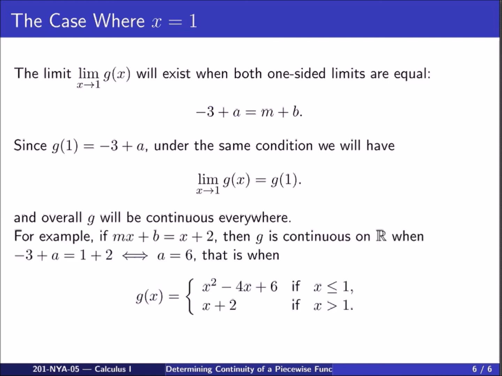As an example, say mx plus b is equal to x plus 2. So that means m is 1 and b is 2. Then the condition can be written as minus 3 plus a equals 1 plus 2, which means that a equals 6. So that would be the value of a if we would want to make g continuous everywhere. So in that case, g of x would be x squared minus 4x plus 6 if x is less than or equal to 1, and x plus 2 if x is larger than 1.